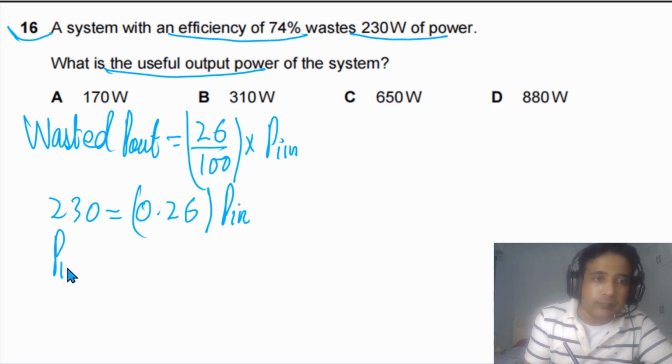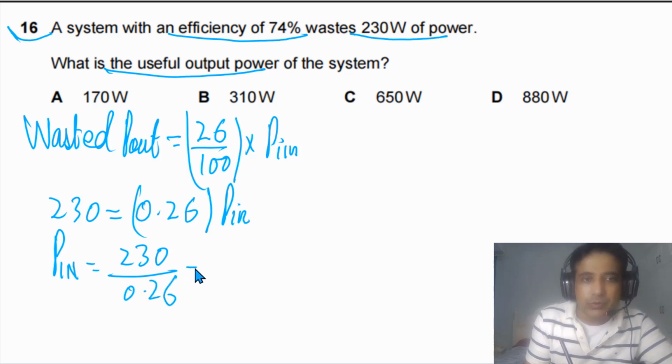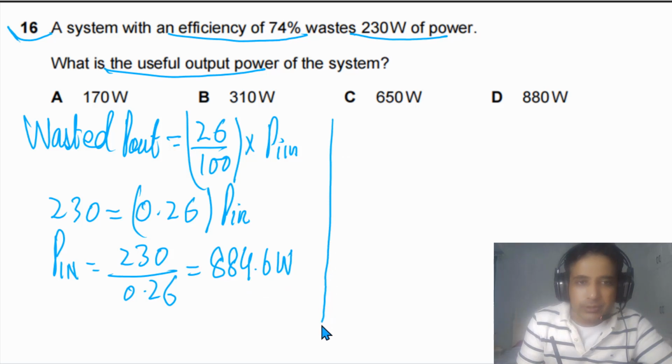So P in, the P input, we can calculate, that will be equal to 230 divided by 0.26, and this will be equal to 884.6 watts. Now we need to calculate, in this case, the useful P out.